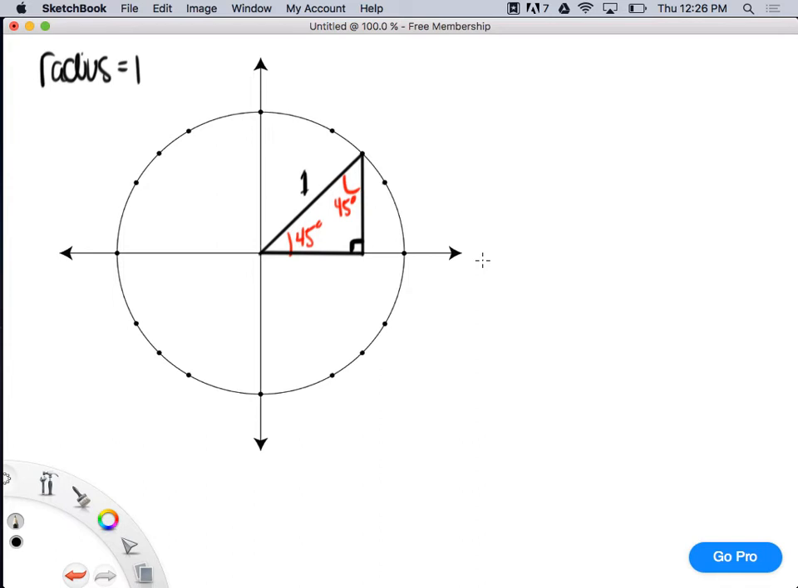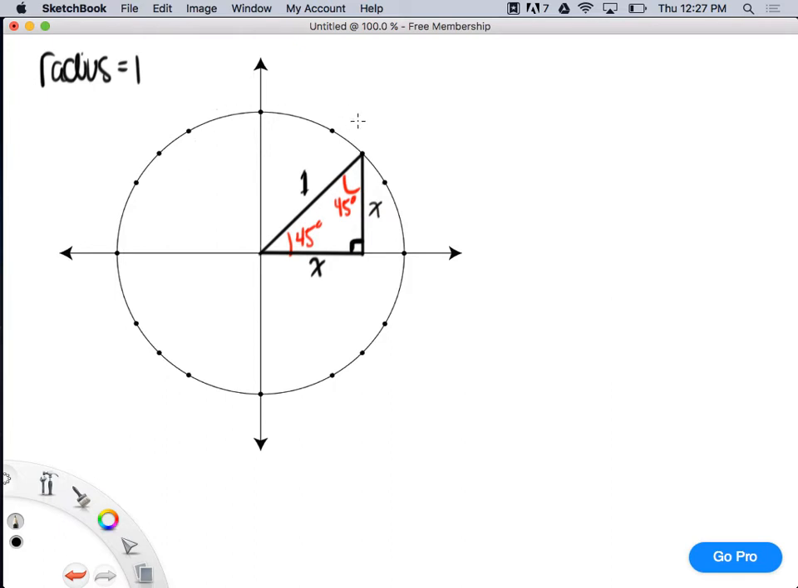Now, what kind of triangle did I draw? A right triangle, and also it is isosceles. These two angles are the same, therefore this is an isosceles triangle, which means what do I know about these two sides? They're the same. These two sides are the same. So I'm going to label them X. Alright?